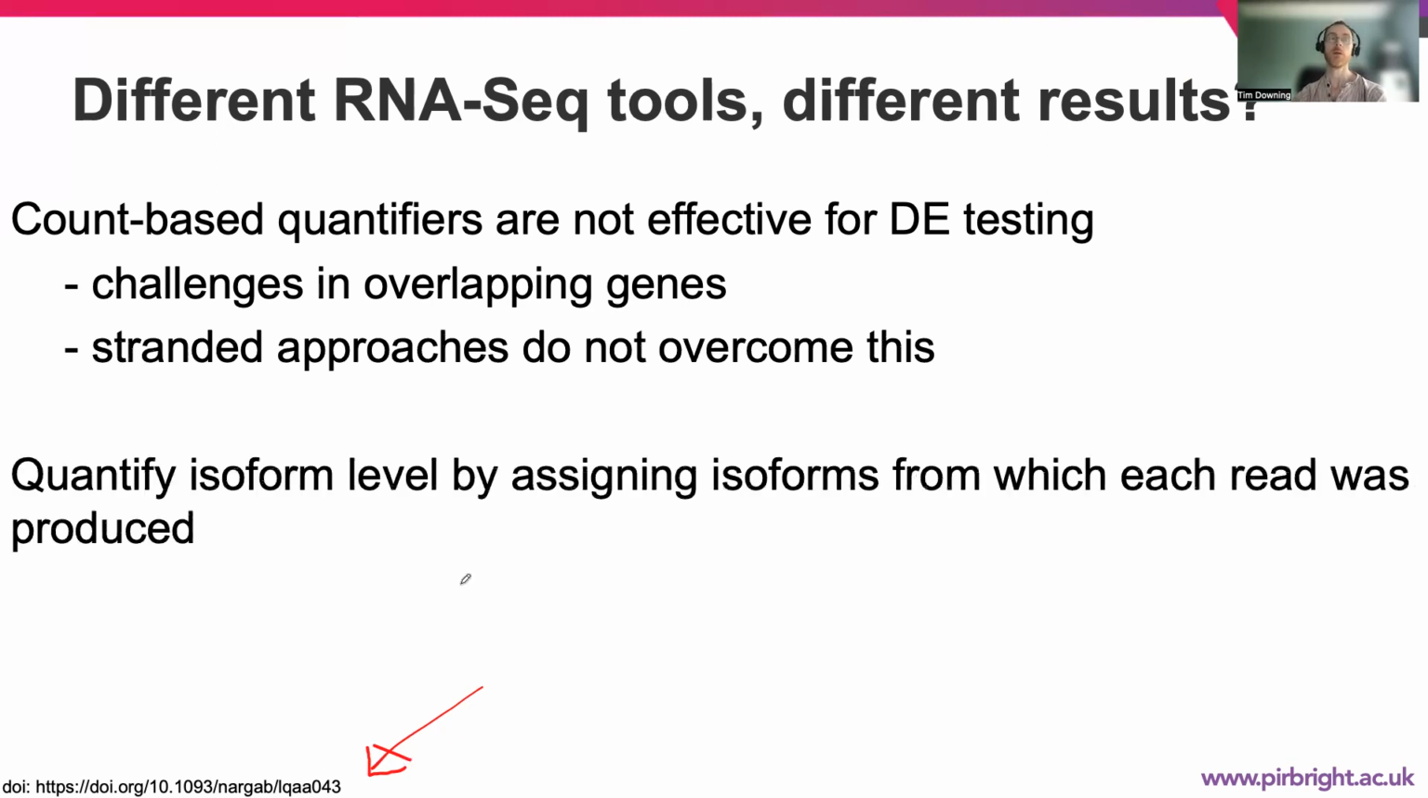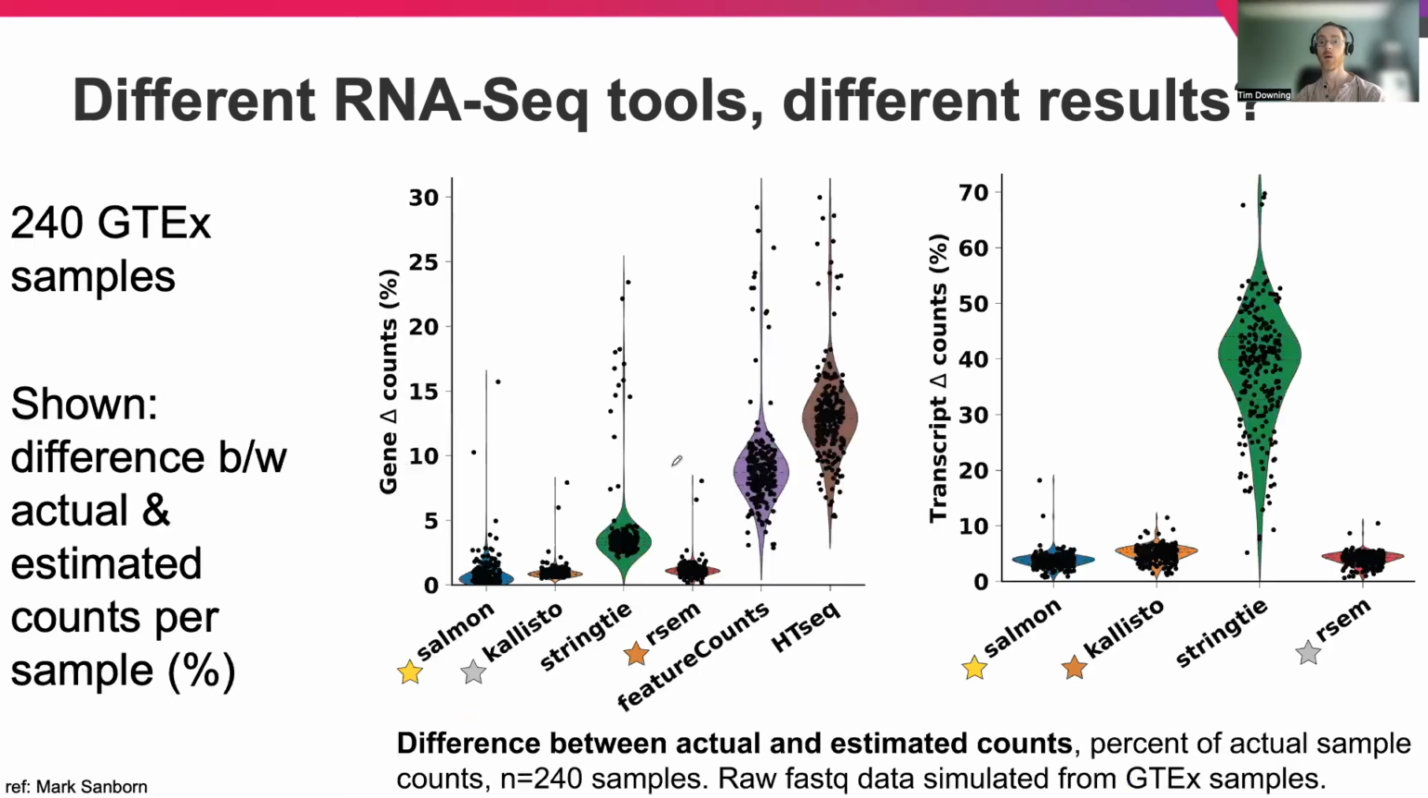So what we're trying to do is determine the isoform level by assigning different isoforms where the read was produced. And then we can look at the extent to which tools are accurate for doing this in other work.